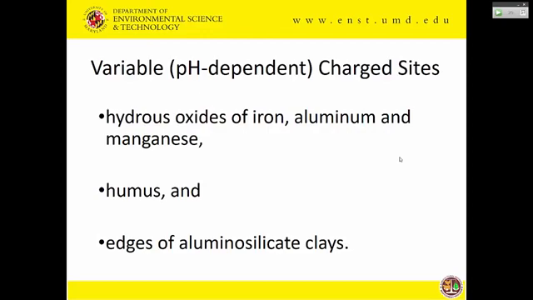Going back to our clay mineral, this is the top of our clay mineral, this is the bottom, these are our planar surfaces, but there are also broken edges. And on the broken edges of clay minerals, you can get the pH-dependent charge. At the same time, you have permanent charge on your planar surfaces. Okay? So clay minerals can have both kinds of charge.